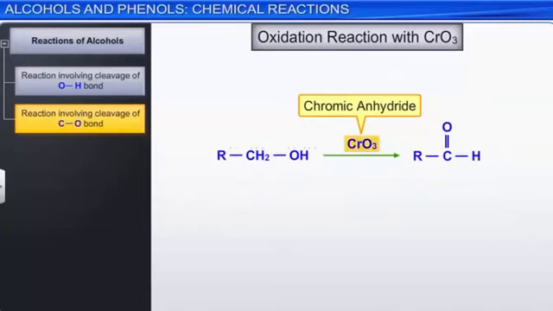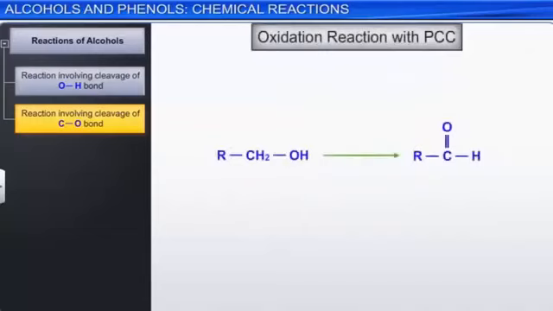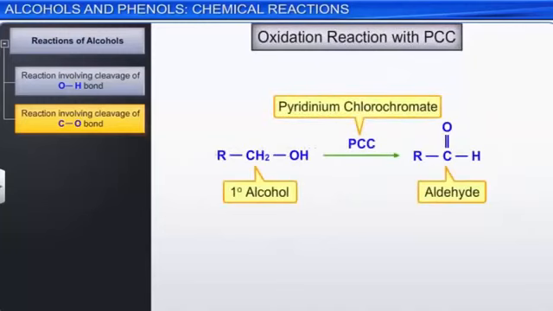An alternative route to the preparation of aldehydes from primary alcohols is to use pyridinium chlorochromate, or PCC. The addition of PCC to a primary alcohol will produce an aldehyde. PCC is also toxic.